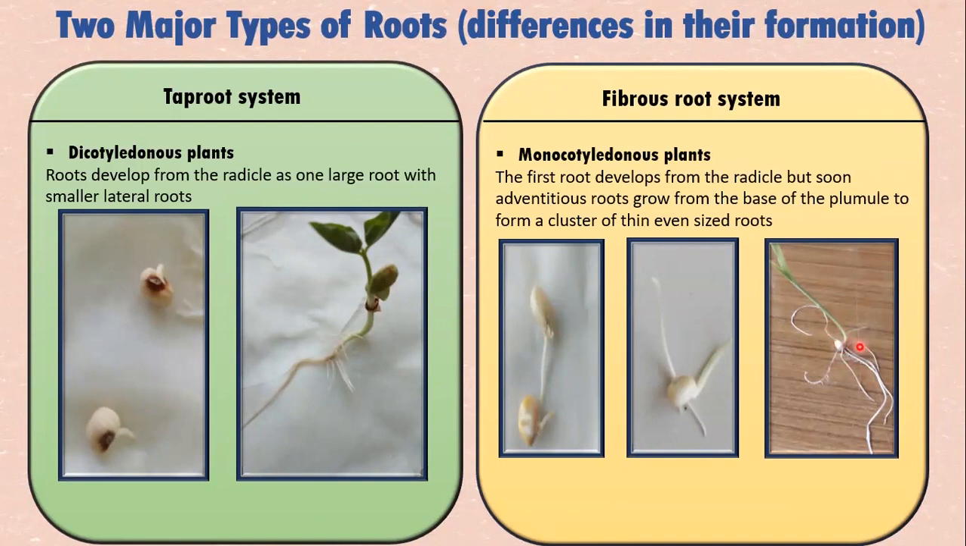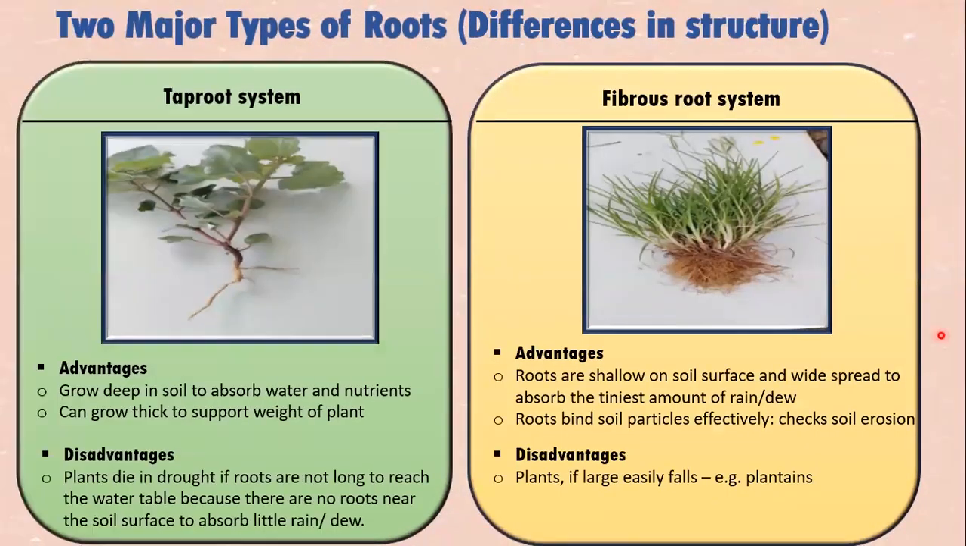That's the shoot. The adventitious roots grew from the base of this plumule, and very soon in fibrous roots, you have a cluster of even-sized roots. That's what happened. It started as a primary root, but was quickly overtaken by adventitious roots. So finally, you have all of them grown to even-sized and almost even-length roots. That is the fibrous root system. Now, in the dicot root system, the primary root, that's the taproot, continues to grow bigger and bigger, and the lateral roots are also growing, right?